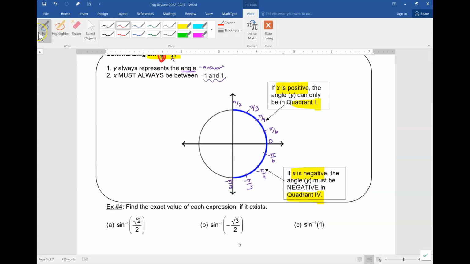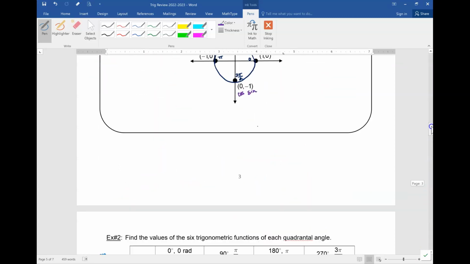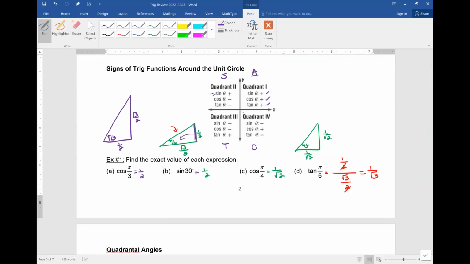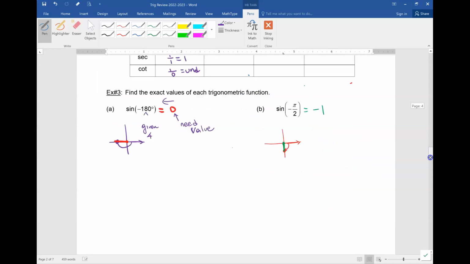Find the exact value of each expression if it exists. Okay, inverse sine of 1 over root 2, right? So here you're looking for the angle, the sine of which is 1 over root 2. So if you want to go back to your rescaled triangles, you can do that. Remember, we want inverse sine, right? Sine was the vertical side. Which of these three angles has a vertical side of root 2 over 2 or 1 over root 2? That's this one. So that's pi over 4.